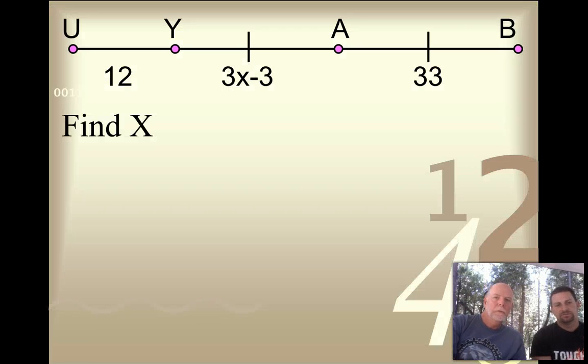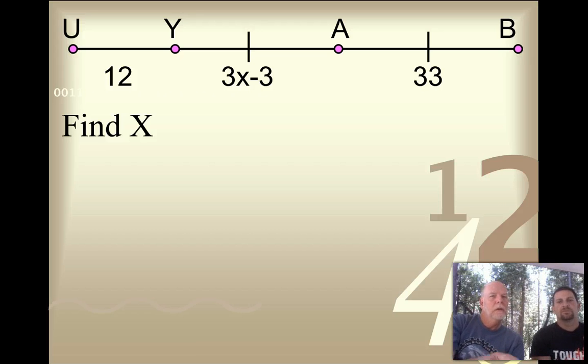And so now we want you guys to practice with this. We're going to have this number line here, and notice how it's labeled. From U to Y is 12 units. From Y to A is 3x minus 3 units. So we said we're going to throw in some algebra on you. And from A to B is 33 units.